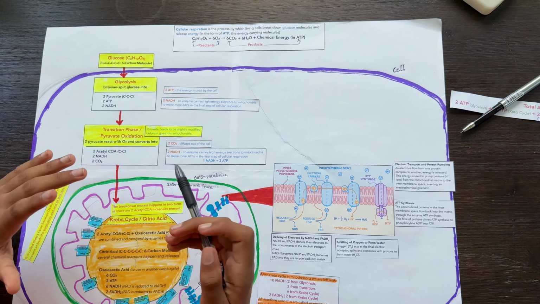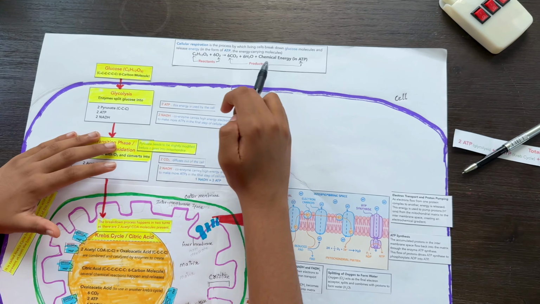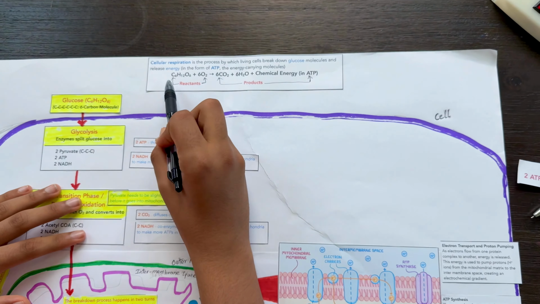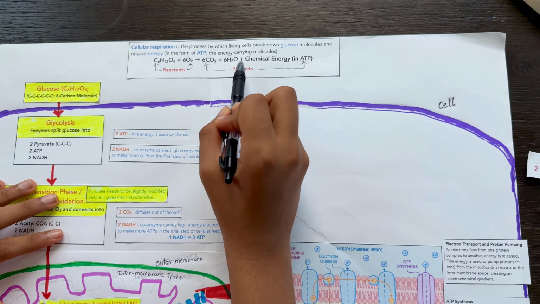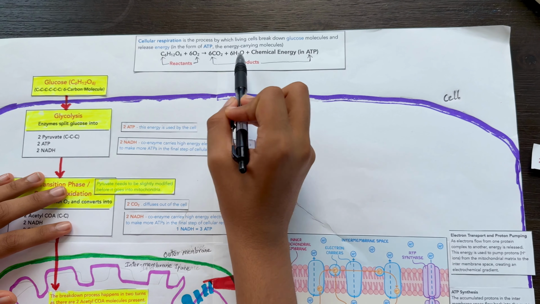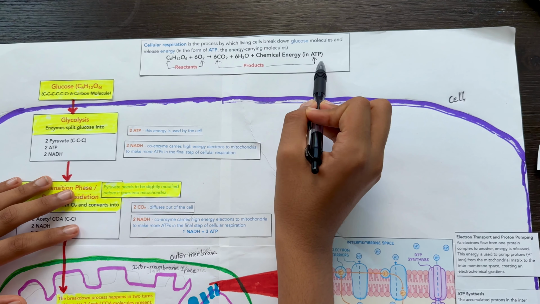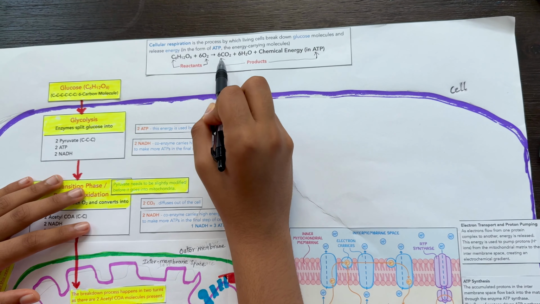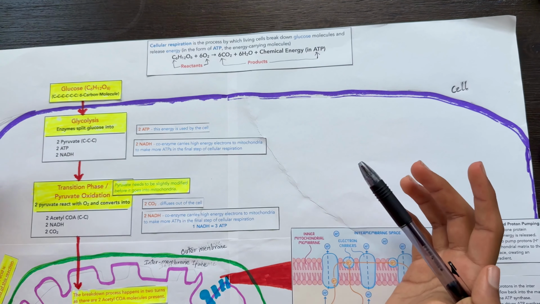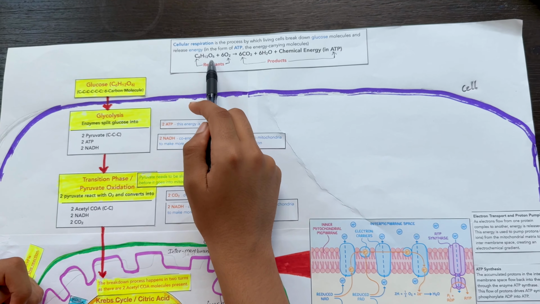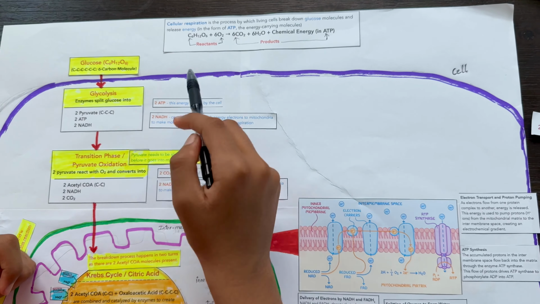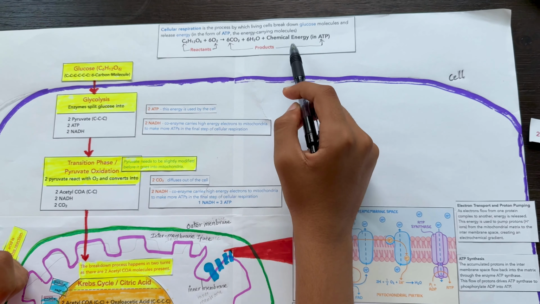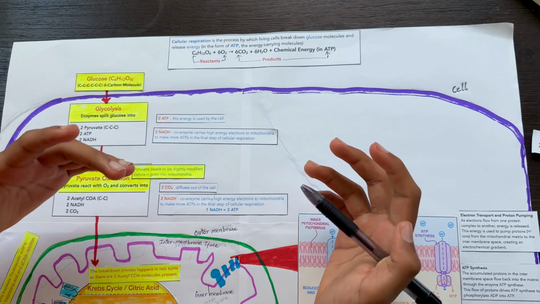So first, let's look at this equation over here. We take the glucose from the definition, and from there we produce carbon dioxide, water, and ATP. So this ATP is nothing but energy. Water and carbon dioxide are basically waste products. So we should have glucose and oxygen coming in, while carbon dioxide, water, and ATP come out at the end.